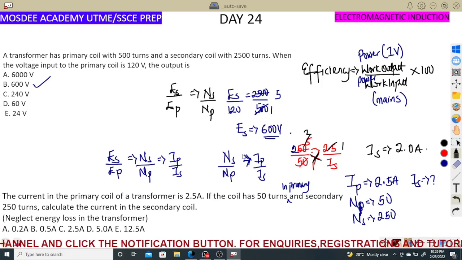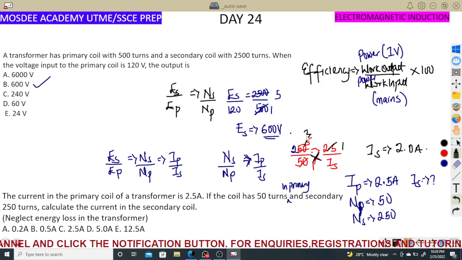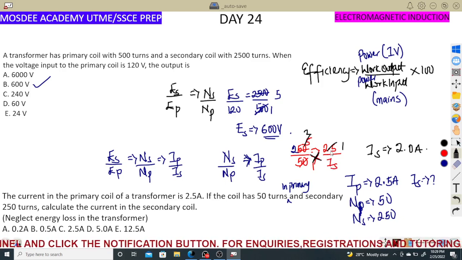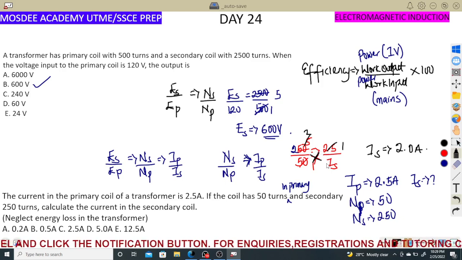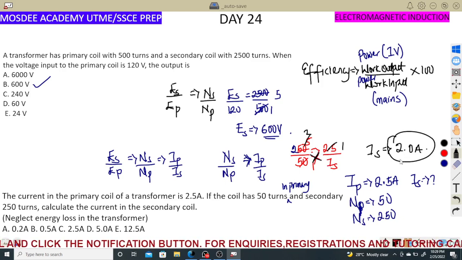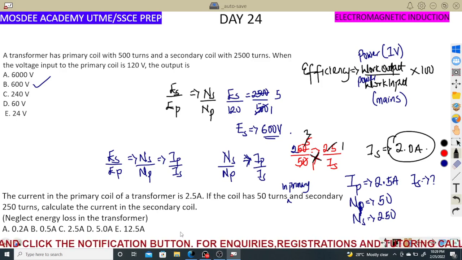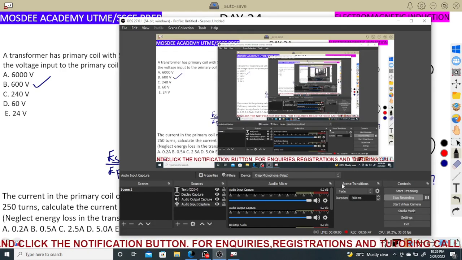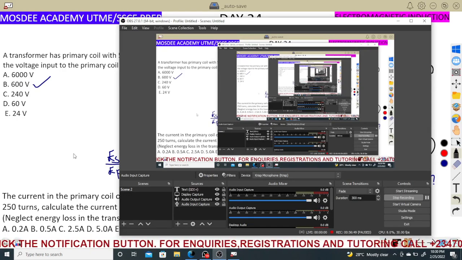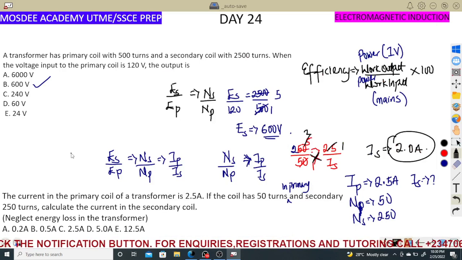And if I make any mistake, you can try it on your own. 50 here, 250 here, so here you have 5. 5 IS equals 2.5. 2.5 times 2 should be the answer. So the answer is 2.0 amps in the secondary. So keep that at the back of your mind. The next question. Now, the answer to that one is 2.0 amps. Please, you can confirm that.